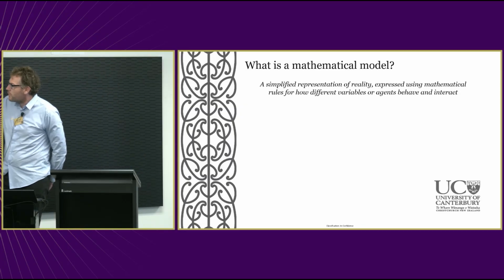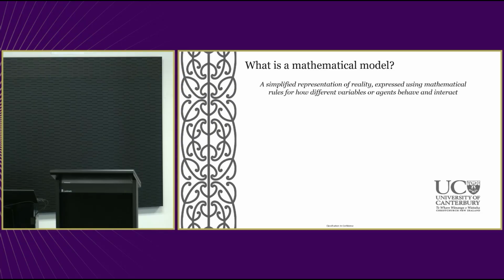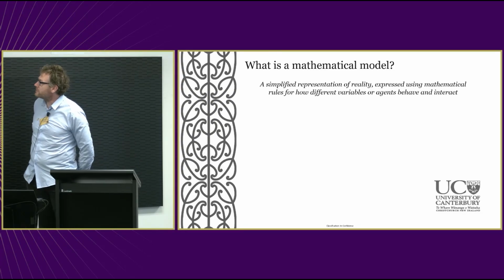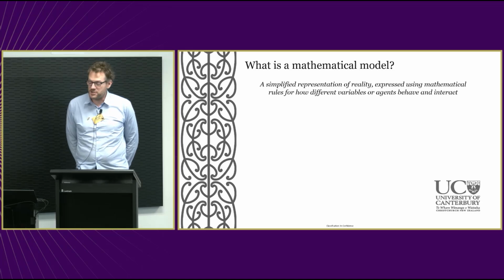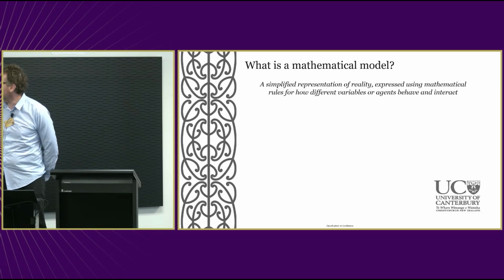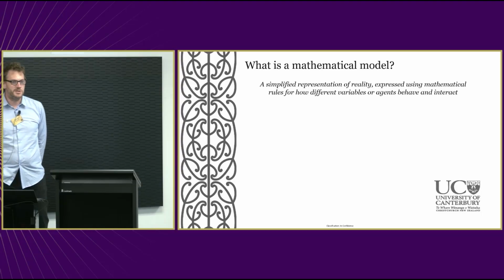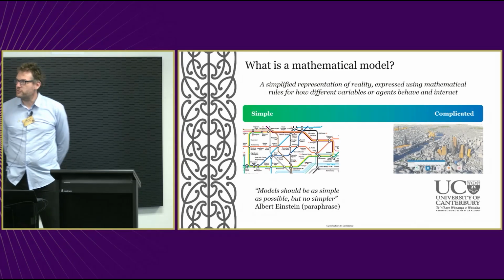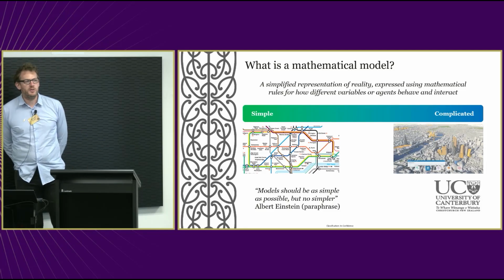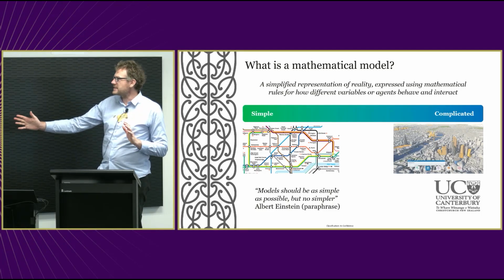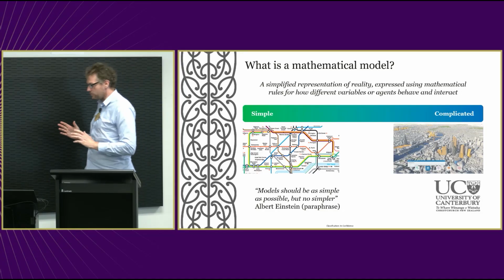So here's my one sentence on what a mathematical model is: a simplified representation of reality that's expressed using something to do with maths. So mathematical rules for how different variables or different agents behave and interact. And one important thing to understand about models is that they exist on a spectrum, from very simple models through to very complicated models.